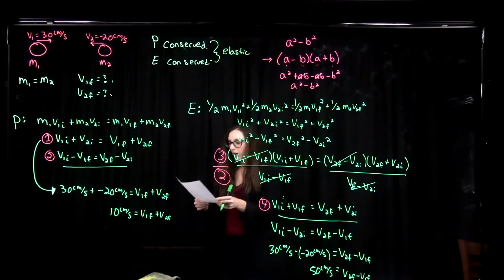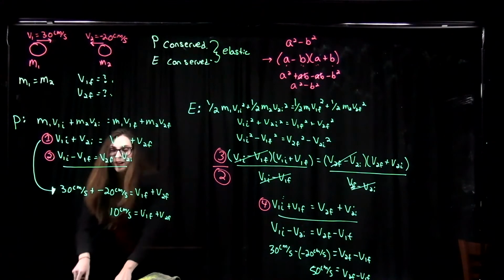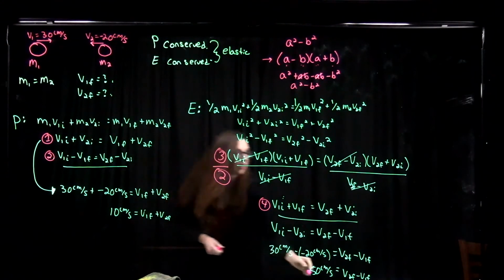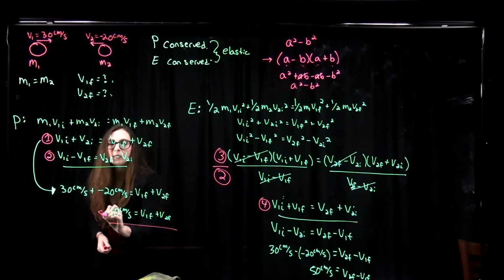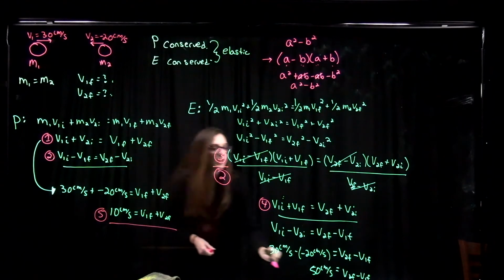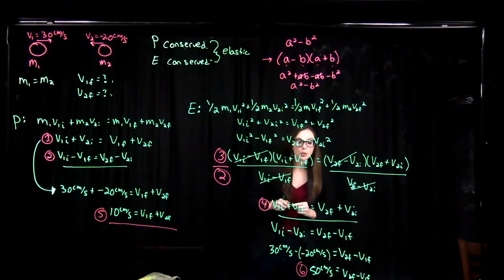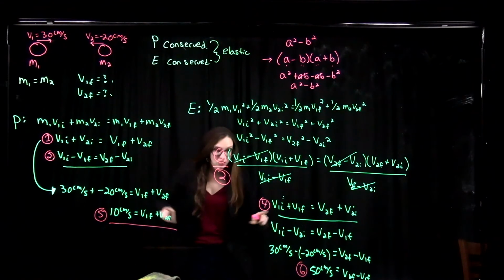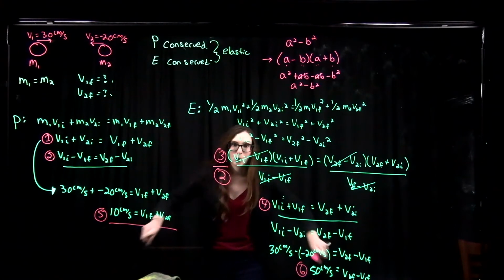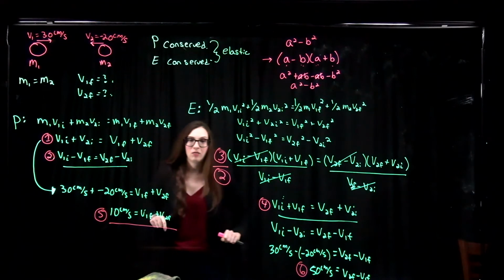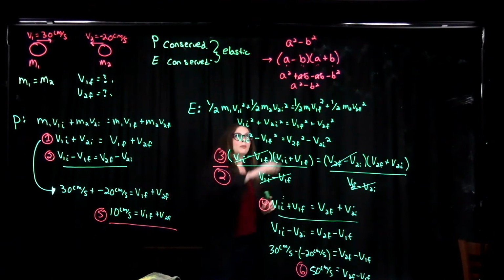Okay, so now I have these two more equations. I'm going to call these, let's say, I'll call this one 5 and this one 6. Okay, so now what we can do is solve these two simultaneously with each other in order to get v1 final and v2 final, okay? So I will do that in my remaining spot over here.